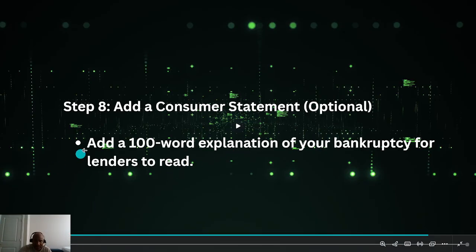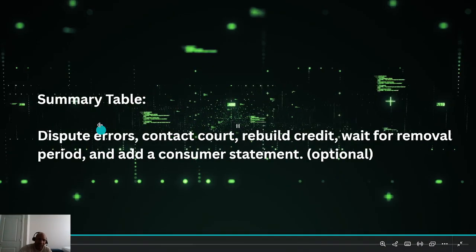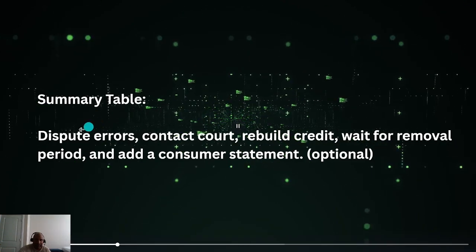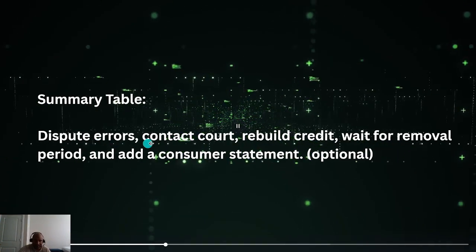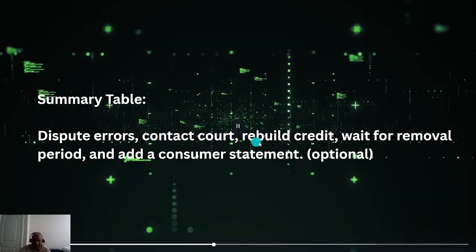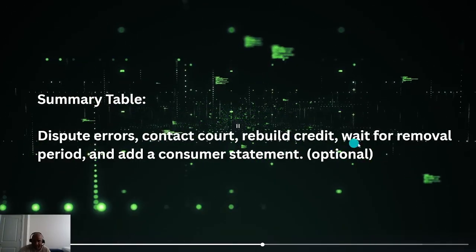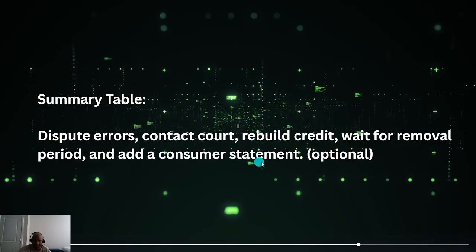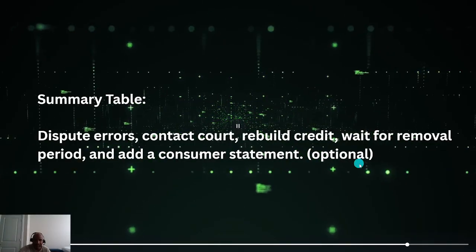All right. So let's go to step 9, which is our summary table. Okay. So we disputed the errors. We contacted the court. We rebuild our credit, and we wait for a removal period. And we also add a consumer report statement, which is optional.